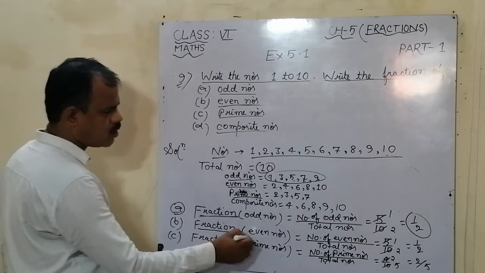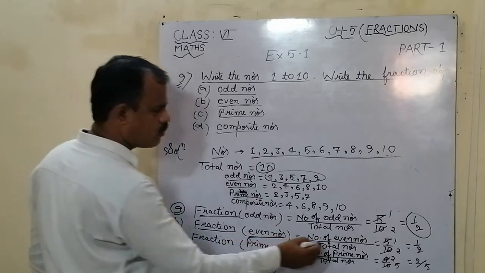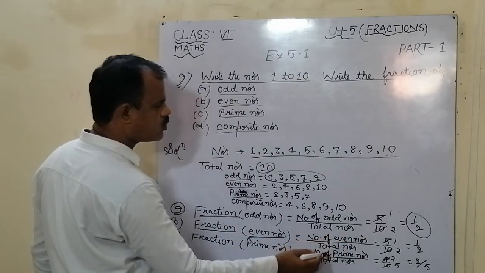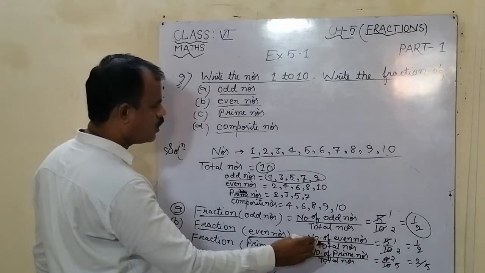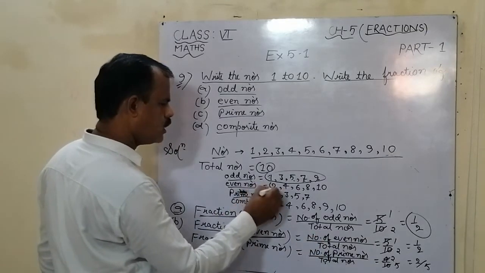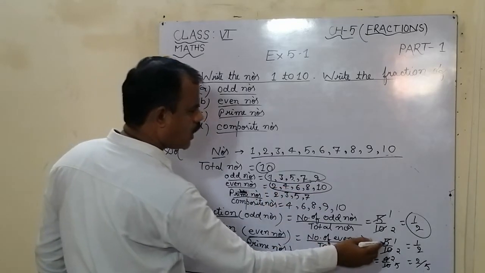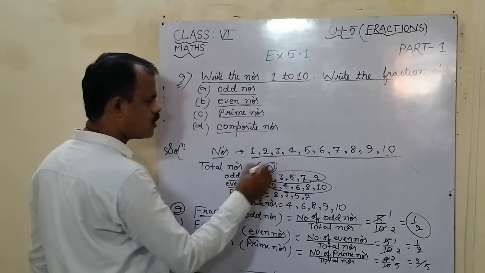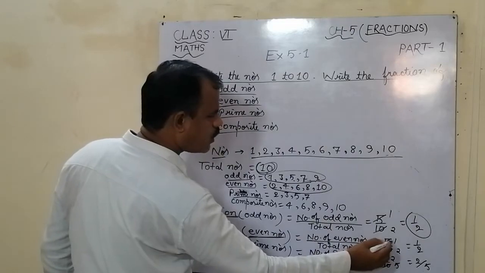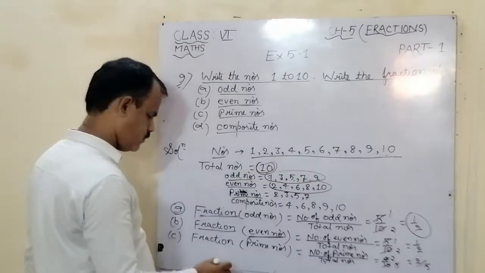Next, fraction of even numbers: number of even numbers by total numbers. This is the formula. So how many even numbers are there? 1, 2, 3, 4, 5. 5, and total numbers are 10. So 5 by 10, 5 ones are 5, 5 twos are 10.